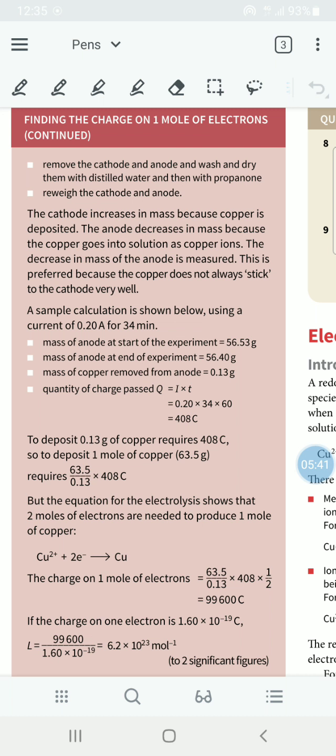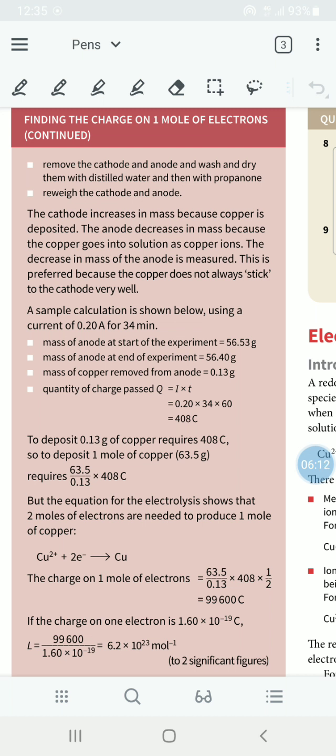The cathode increases in mass because the copper is deposited. The anode decreases in mass because the copper goes into solution as copper ions. The decrease in mass of the anode is measured. This is preferred because the copper does not always stick to the cathode very well, right? So what we prefer is taking the measurement of the anode, that is the reduction of the weight in the anode. Why? Because not all the copper will get deposited on the cathode, but rather some of it will actually fall to the bottom of the container.